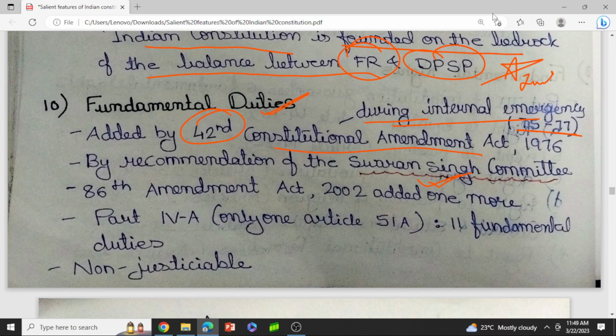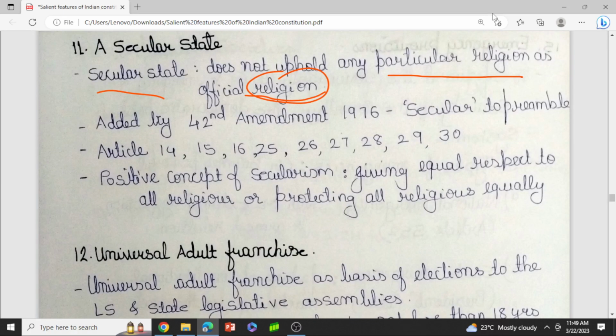Now moving to the next, this is the 10th feature, secular state. What do you mean by secular state? Secular state means India is a secular state. What does it mean? It means it does not uphold any particular religion as an official religion. We Indians, or India as a country, are a diverse country having different kinds of religion. But as a country, we do not uphold any one particular religion as an official religion. So this is called secular. This was added to the preamble by the 42nd Amendment.